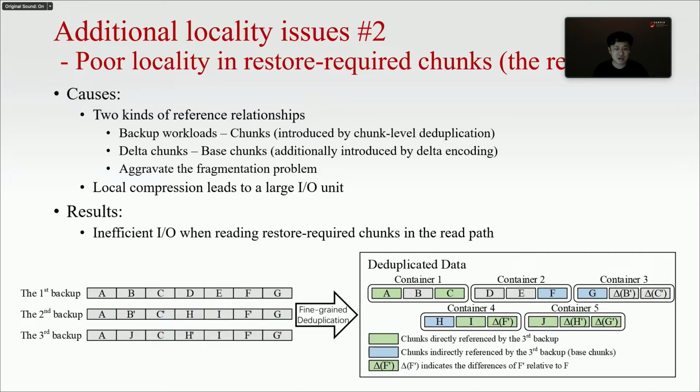The second kind of reference relationship is additionally introduced by data encoding, and thus aggravates the fragmentation problem in deduplicated data. And because of the large I/O unit, when restoring the third backup, we have to read all the 5 containers, and it causes many unrequired chunks to be read. Therefore, we summarize this issue as poor locality in restore required chunks, and if these restore required chunks could be located more compactly, the I/O efficiency could be improved.